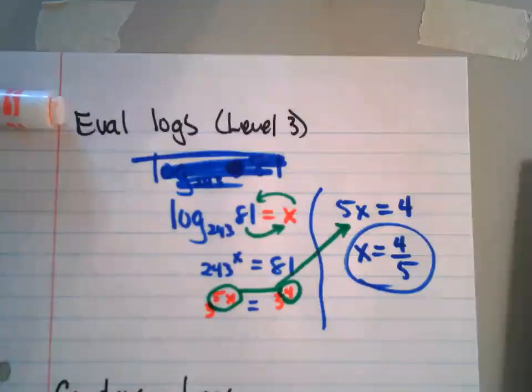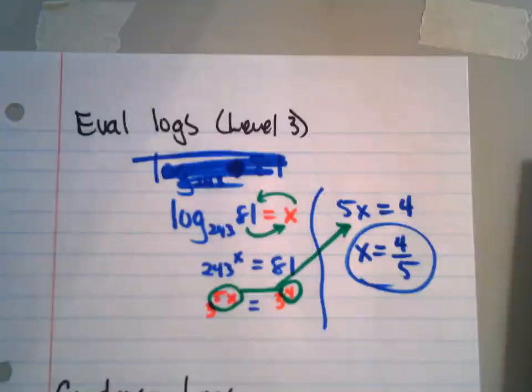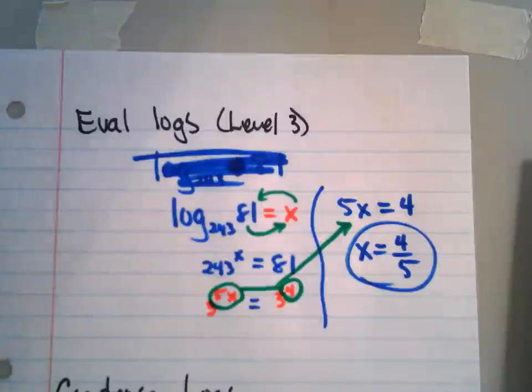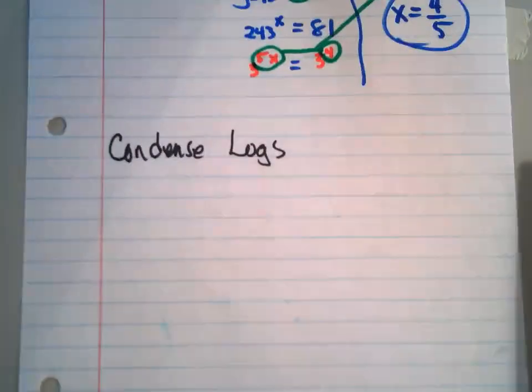Okay, so that is the evaluating logs. 3 different levels, so it got harder with each level. You got 2 problems in each section. Let's look at what the condensing logs looks like.